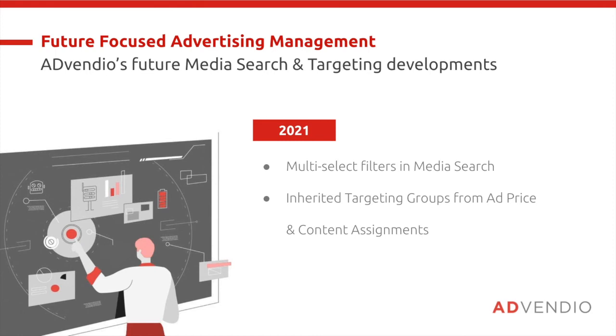And then the other enhancement that we have in mind is that we want the targeting groups to be inherited from the ad price or content group assignment and shown in the media config. I'm not sure if the customers noticed, but when I searched by the targeting group and showed that it was selected and then reflected in the media config, we want that to be possible without having to search for the particular targeting group first. So that is something that we think is going to be a really good improvement for the customers and the users of these particular features.